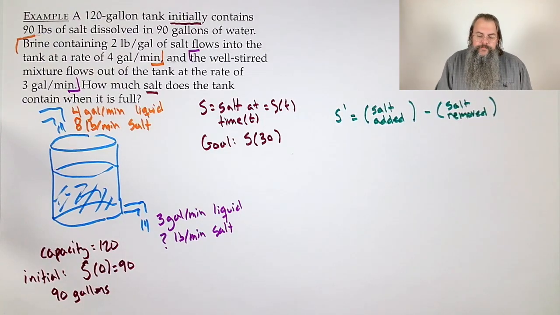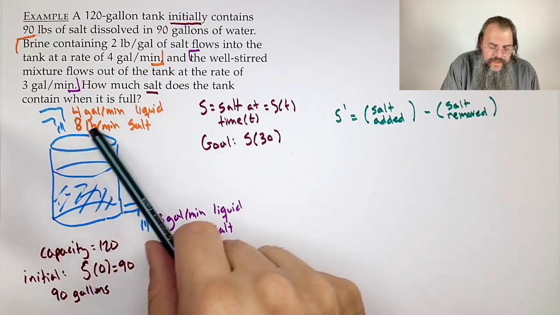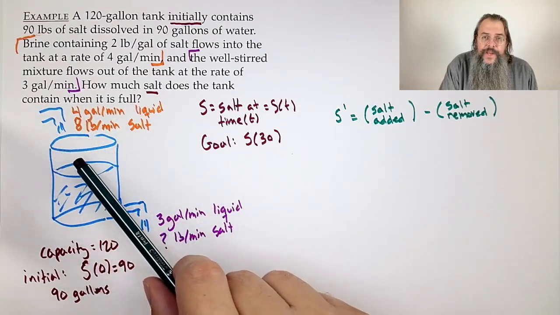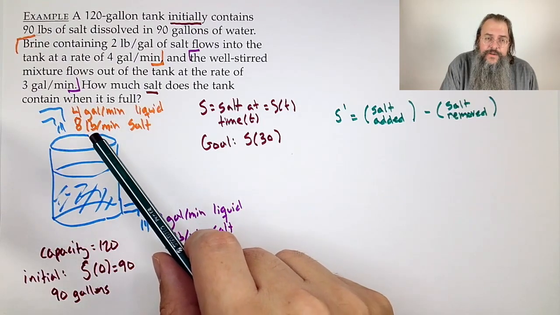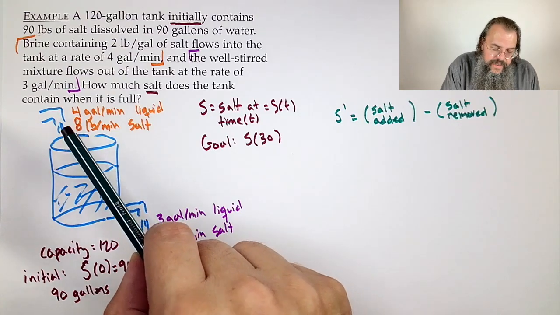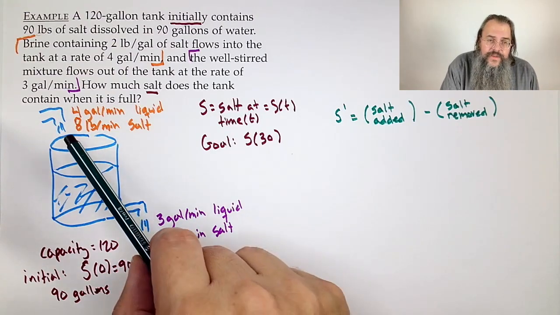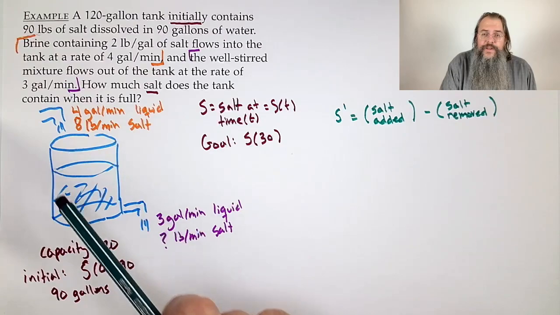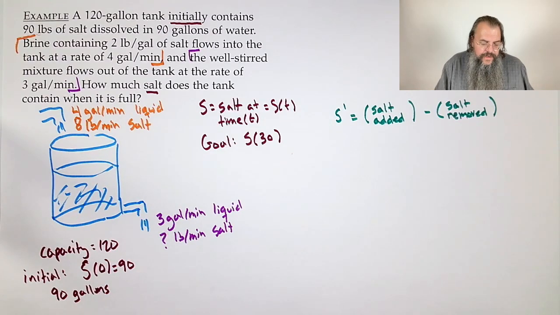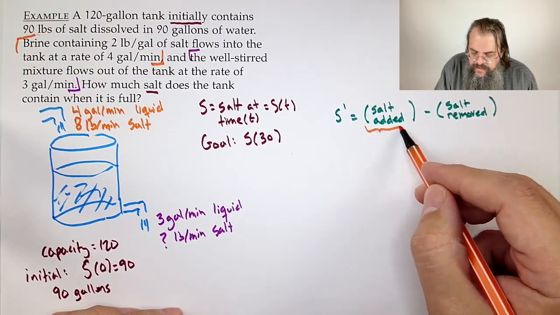How does salt come in? It comes in through here, and we know exactly how it's being added. It's coming in at 8 pounds per minute. So this is really a rate at which salt is being added. Beautiful, that's easy to do. That is 8.